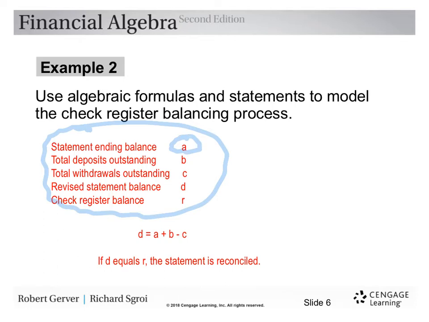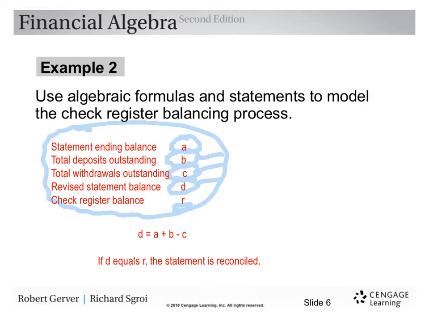We have total outstanding deposits. We're going to call that B. Total outstanding withdrawals, we're going to call that C. Revised statement balance, we'll call that D. And the check register balance, we'll call that R, okay? So R is what we have on our check register. A is what is on the bank statement. And we're going to use B, C, and D to determine whether or not these reconcile.